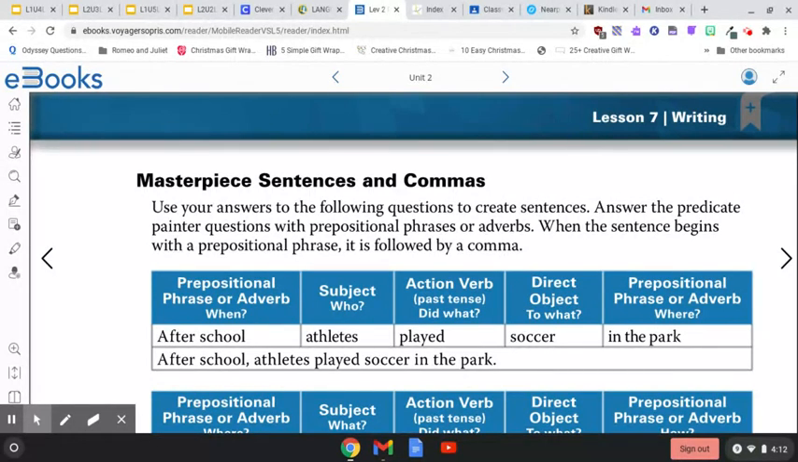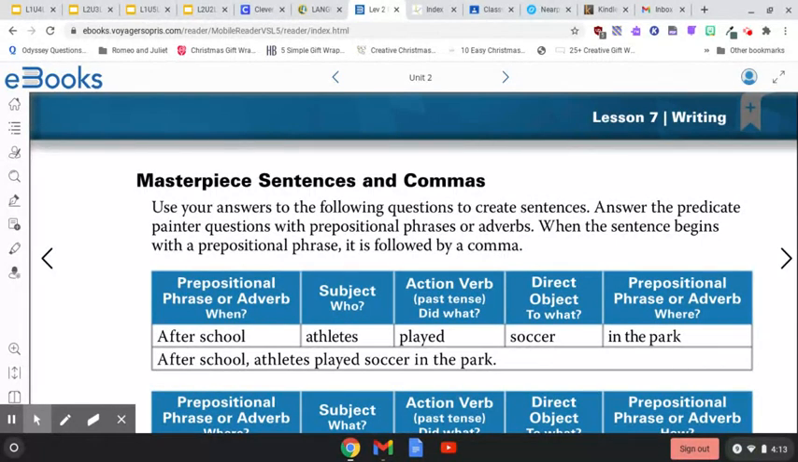Now back to the sample sentence. The prepositional phrase after school has been placed at the beginning of the sentence. What's the subject of the sentence? That's right, athletes. What's the action verb? Played. What tense is the verb? Yeah, the ed lets us know that it's past tense. What did they play? Soccer is receiving the action, so it's called the direct object. Do we know where they played soccer?